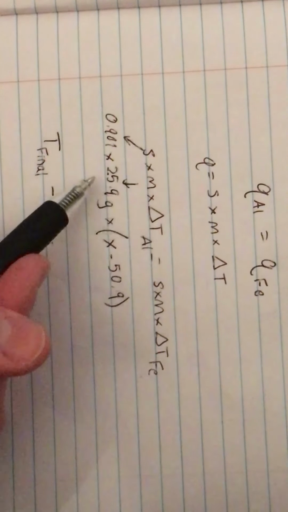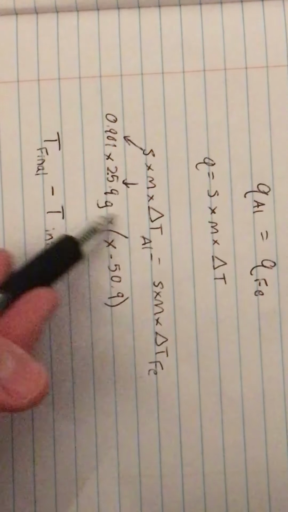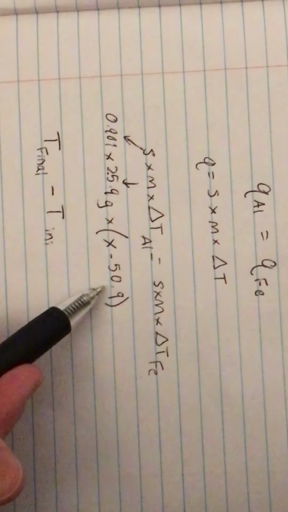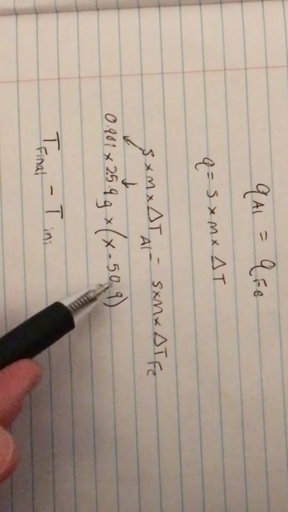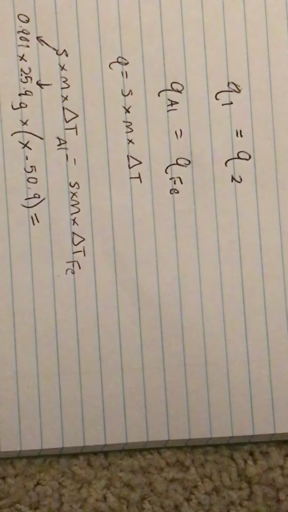We got our S, we got our M, and we got our change in temperature, which is represented by X minus 50.9, because 50.9 was the temperature which we started with. All right, so that's the aluminum side. Now we have to do the exact same thing for the iron side.